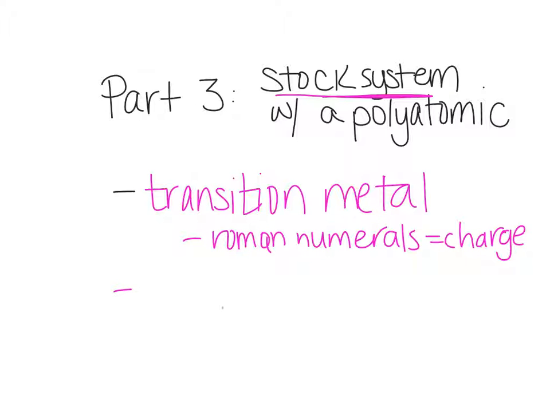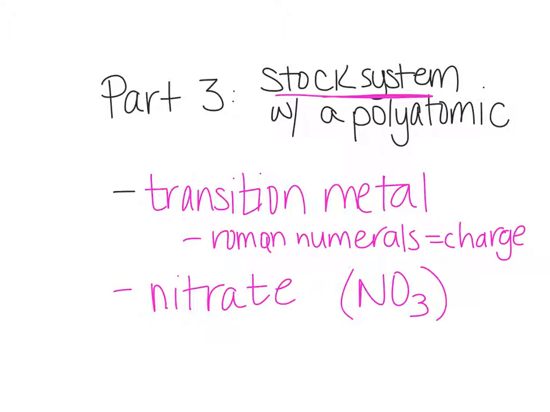A polyatomic is just going to be something covalently bonded that has a charge. For example, we have a whole list inside your periodic table. Nitrate would be something like NO3. These things are covalently bonded, but it has a -1 charge, therefore it can mix in with a metal.